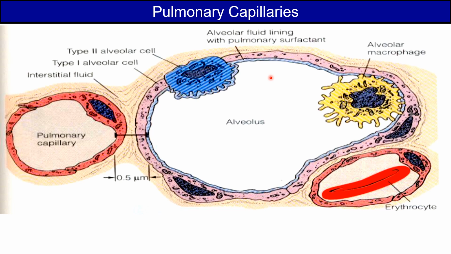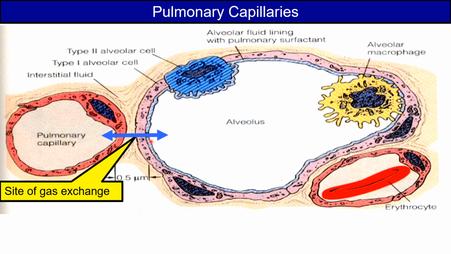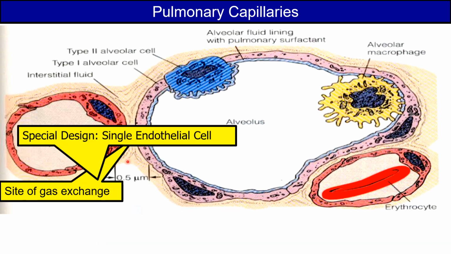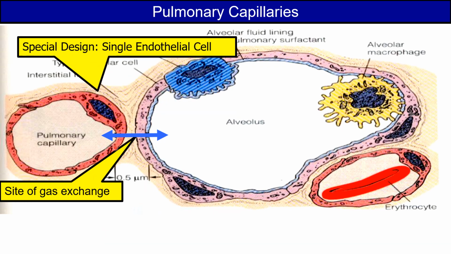And when we enlarge the pulmonary capillaries, we come out with this illustration here. Okay, so this is the site of the gas exchange, the alveolo-capillary membrane. It is a special design, the pulmonary capillary. It is just composed of a single endothelial cell.